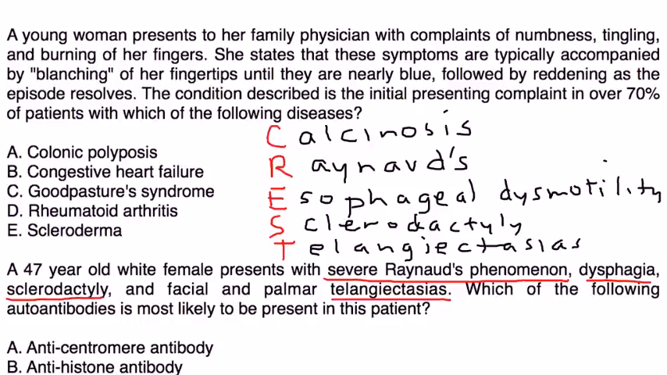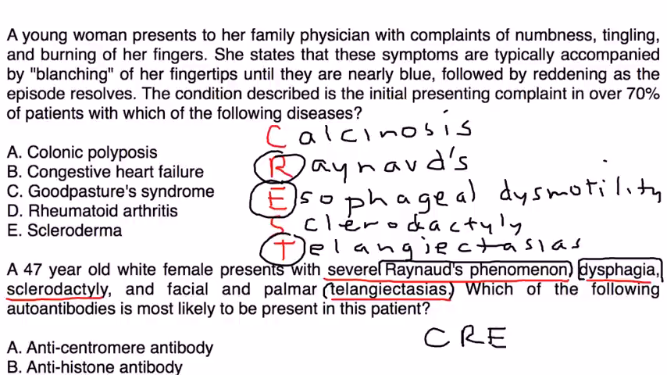This vignette describes some of these. It has Raynaud's in here, so it's got that one. It's got dysphagia, which by definition is difficulty swallowing, so that's describing esophageal dysmotility. It talks about the telangiectasia, so it's got that in there. So really the question is a question about CREST, and it's asking which of the following autoantibodies. Well, if you remember earlier in the presentation, I had mentioned that it's anti-centromere antibody. That's the lab test that you would do.